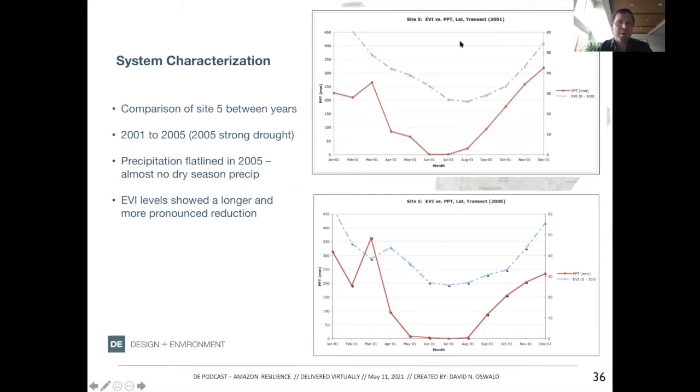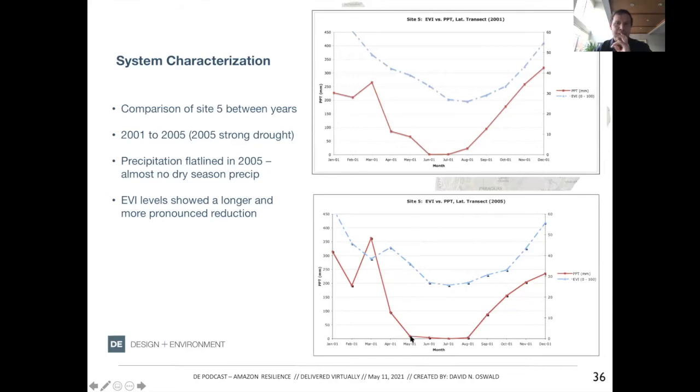So the first one up here is 2001, all right? 2001 was kind of a normal year, right? You get a reduction in rain, okay, things go down a bit, and then, you know, it rebounds. But then you look at 2005, and that's the year that you had the drought. And you can see a much more pronounced reduction in EVI. It stays down for a longer period of time, goes down quicker. And you see this drought really bottoms out.